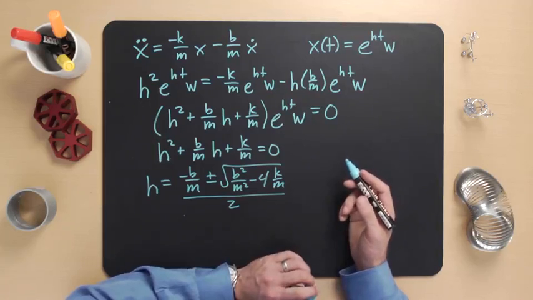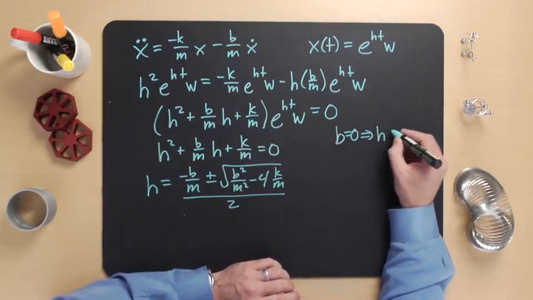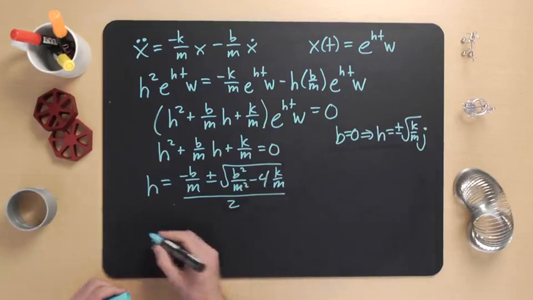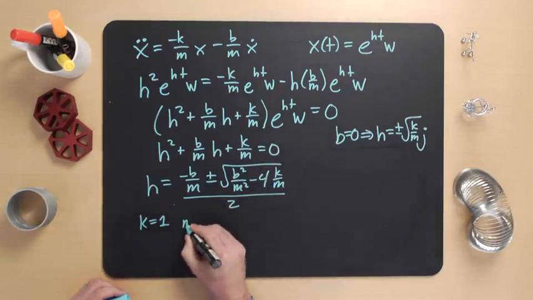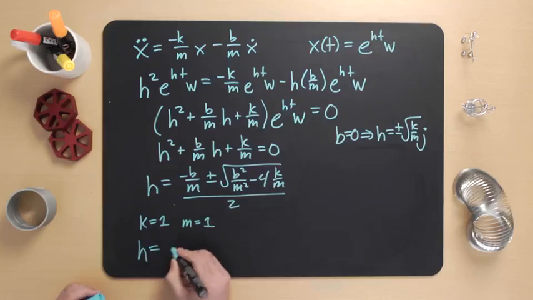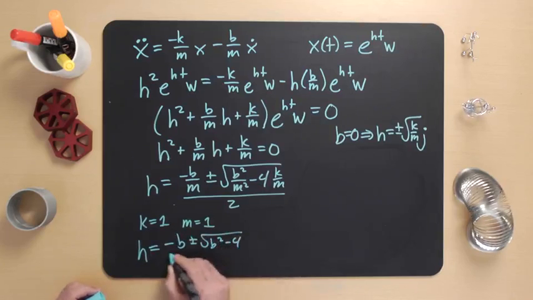If b is equal to 0, that is, there is no damper in the system, this simplifies to something we have seen before. That is, b equals 0 implies that h is equal to plus or minus square root of k over m times j. This is the same solution that we found last time, so we know it will give us sine and cosine terms and that the system will oscillate forever. However, if b is non-zero, then something else can happen. Let's set k equal to 1 and m equal to 1. Then we get h is equal to minus b plus or minus the square root of b squared minus 4, all over 2.